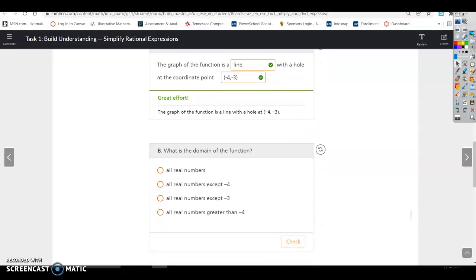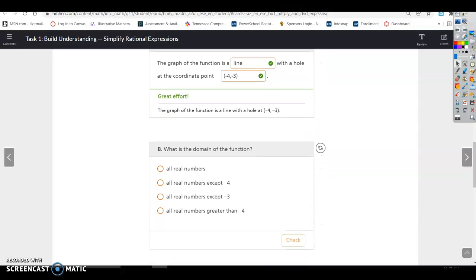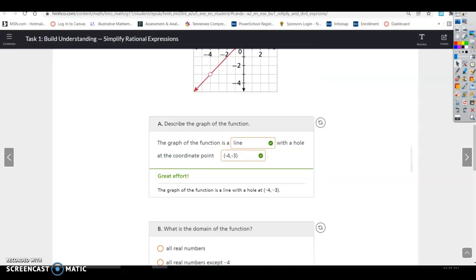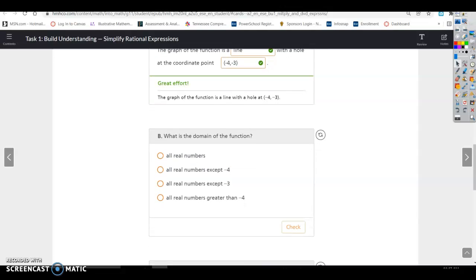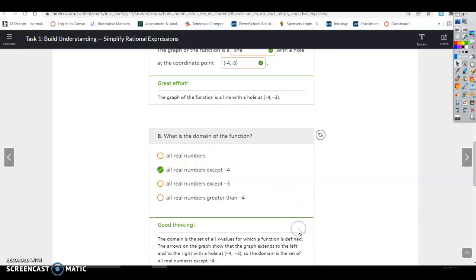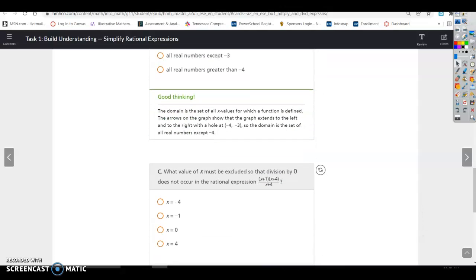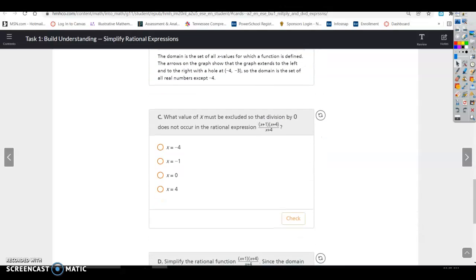All right, it says, what is the domain of the function? So the domain would be all of your x's. So it goes to the right forever, it goes to the left forever. The only point that it does not include is where the hole is. So it would be all real numbers except -4. Remember, it's always your x values when you're talking about the domain.